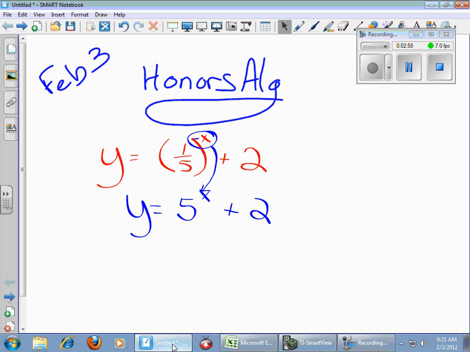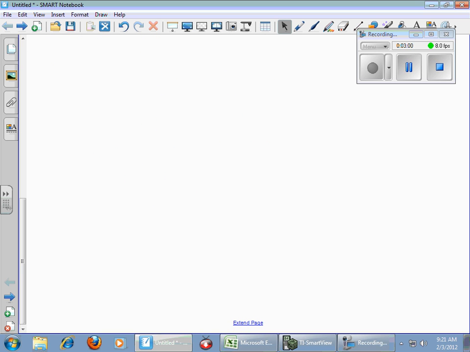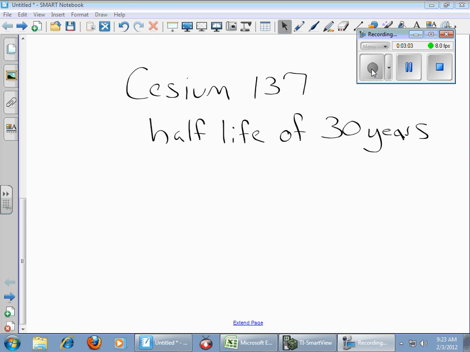And I'm going to set up a half-life situation here. Okay, let's say we were talking about cesium-137. And now, understand, I don't have a degree in chemistry or anything like that. I looked up radioactive half-lives on Google, and I found a listing, and I found that cesium-137 has a half-life of 30 years.